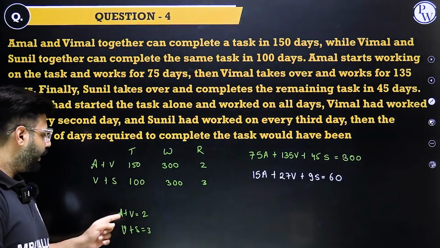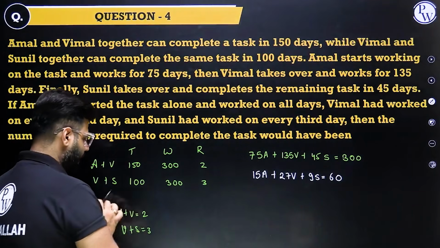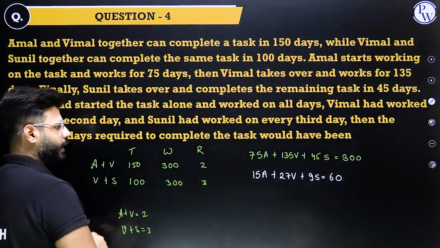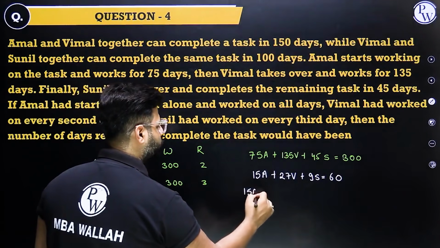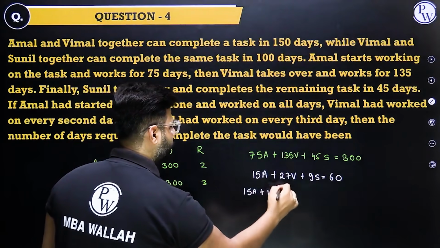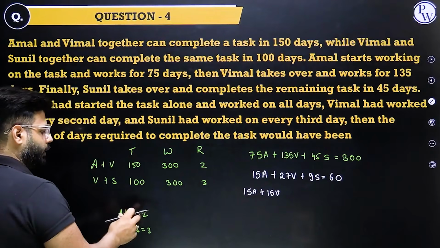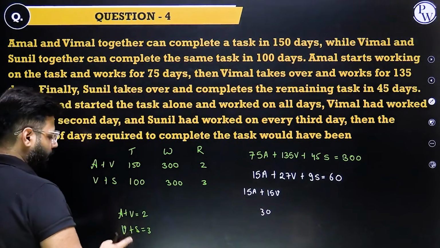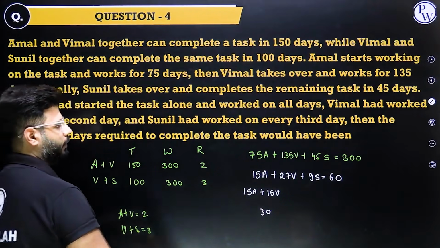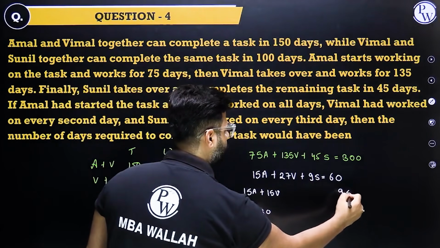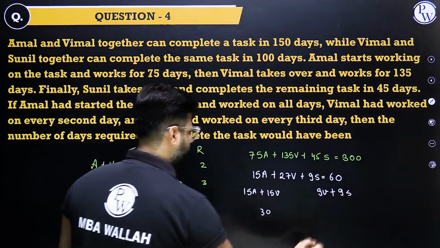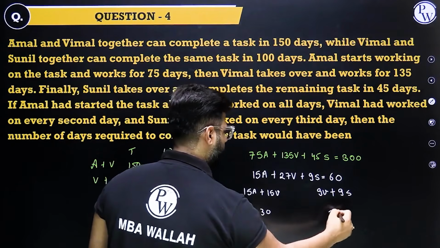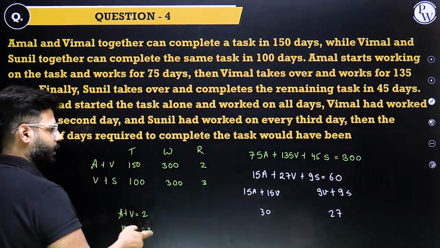The idea is A plus V is 2. That means 15A plus 15V will become 30. A needs 1V as a partner. We have 15A, so let us give 15A 15V. So A plus V was 2, 15A and 15V will become 30 together. Then V will take 1S and become 3. We have 9S, so let's give 9S 9V, because we know 1V and 1S gives 3. 9S will take 9V and become 27. V plus S is 3, 9V plus 9S is 27.